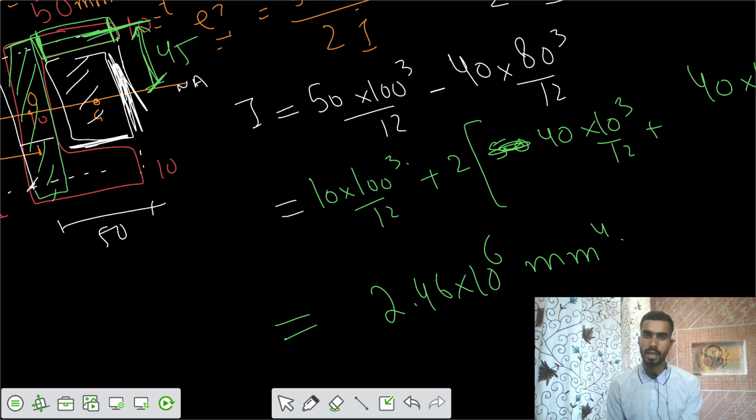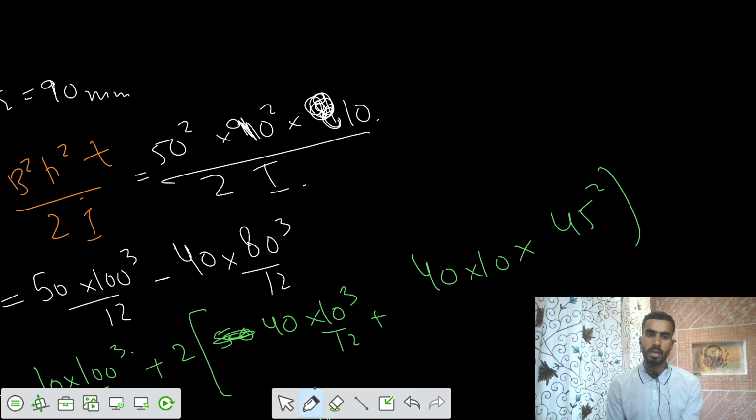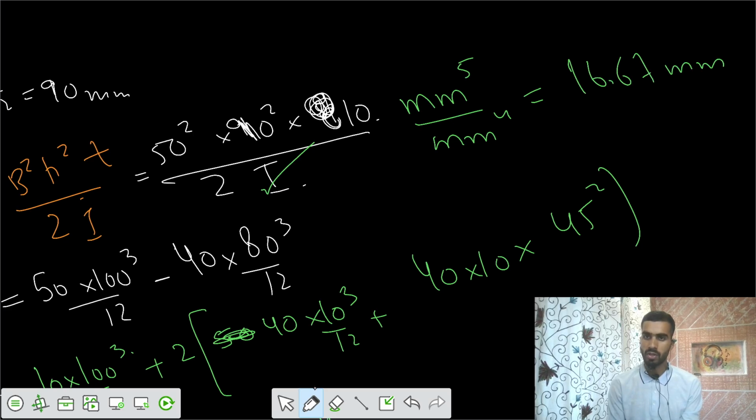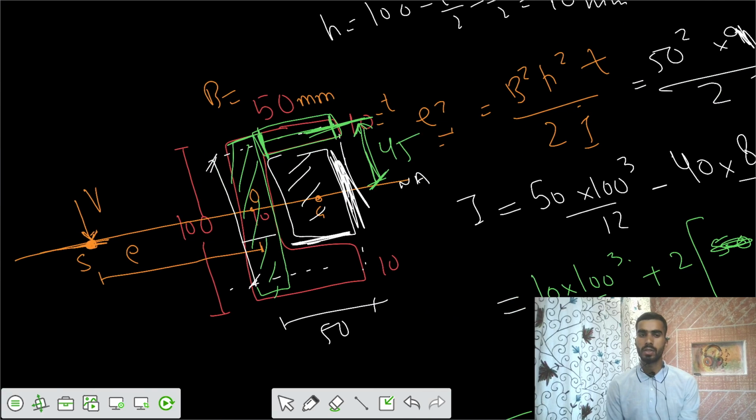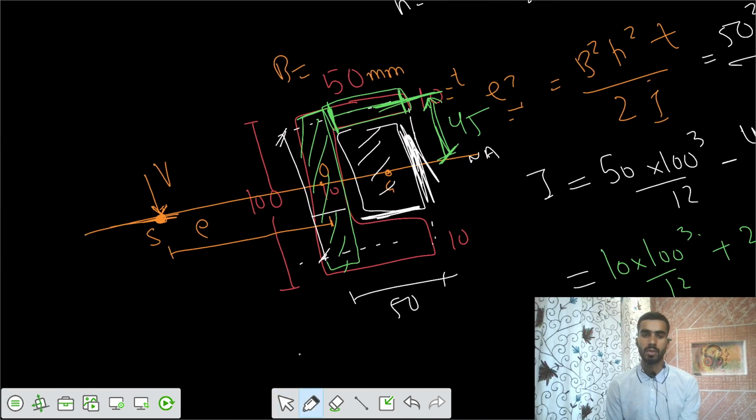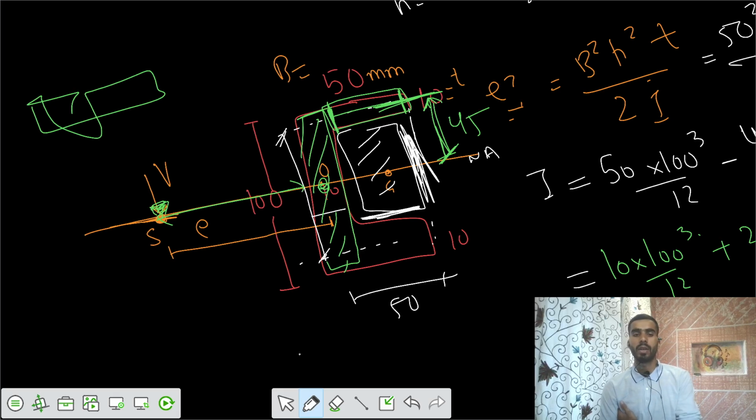So you got the value of I, and you substitute the value of I here. We have the units of mm power 5 by mm power 4. Finally, a value of 16.67 millimeter. So at this distance from the center O, you can apply the resultant shear force, that's the external shear force from the shear force diagram. On this, you can apply it at this location, and it can have no twisting, only bending. That's why it's called the flexural center.